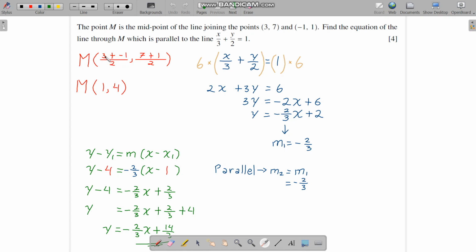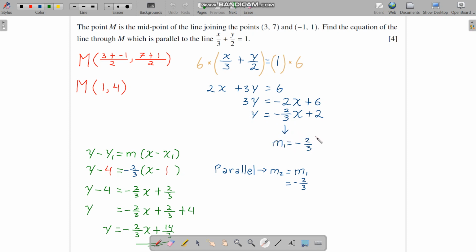Exactly in the middle between 3 and -1, exactly in the middle between 7 and 1, we get the midpoint. And then we can find the gradient by rearranging this equation here. We can just multiply both sides by 6, we get rid of the denominators. 6 times x over 3 is 2x, 6 times y over 2 is 3y, 1 times 6 is 6. And then we can subtract 2x from both sides, and then we can divide throughout by 3, so we get the gradient of this line.